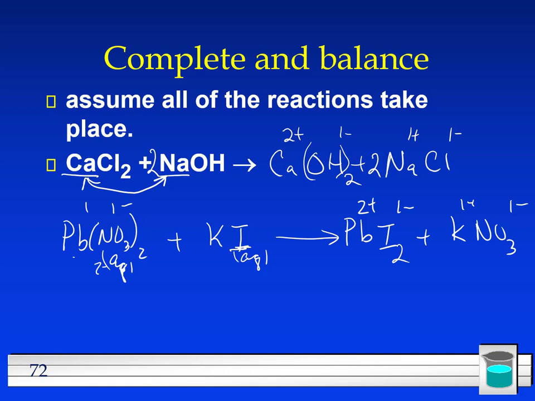Did what the name says. Got the right subscripts. Now I need to balance. I've got 2 NO3s over there, so I put a 2 in front of KNO3. Gives me 2 Ks, so I put 2 in front of KI. Gives me 2 Is, which I wanted anyway. So we're done.